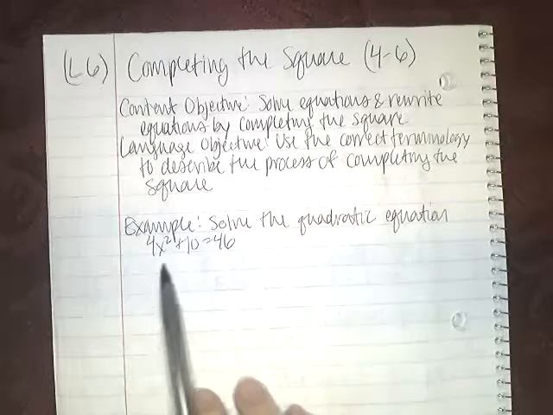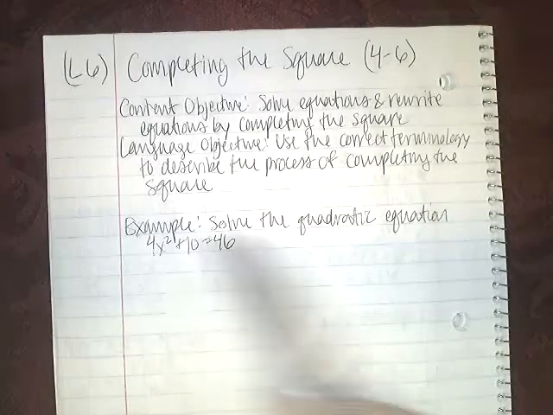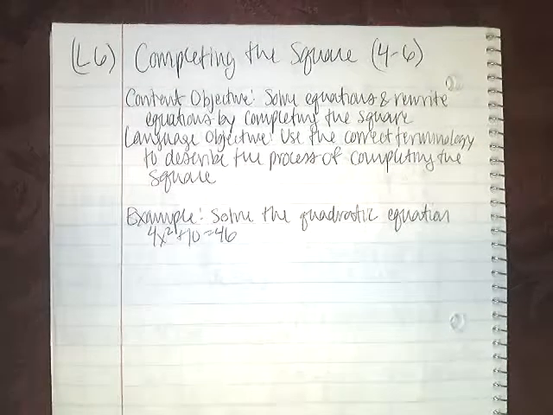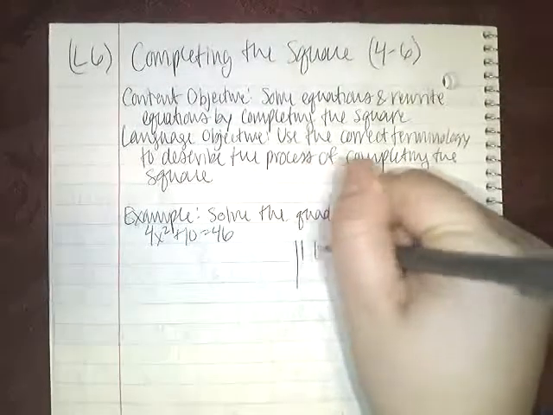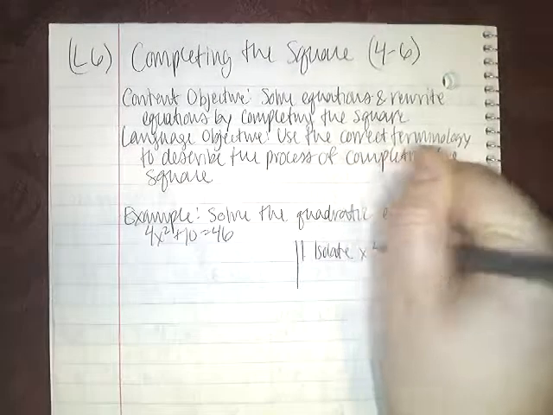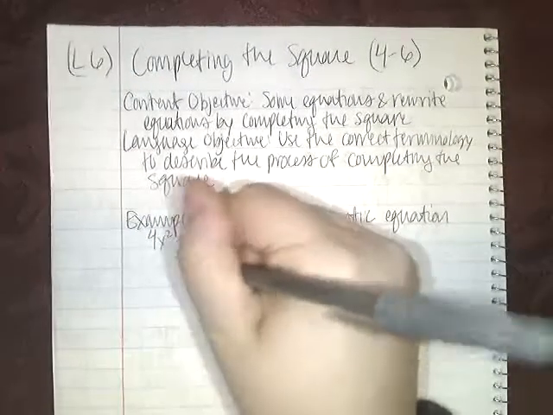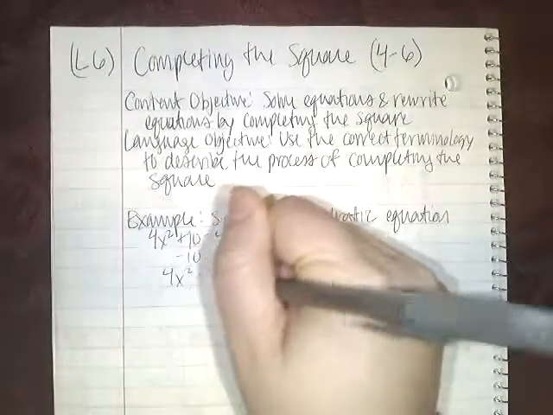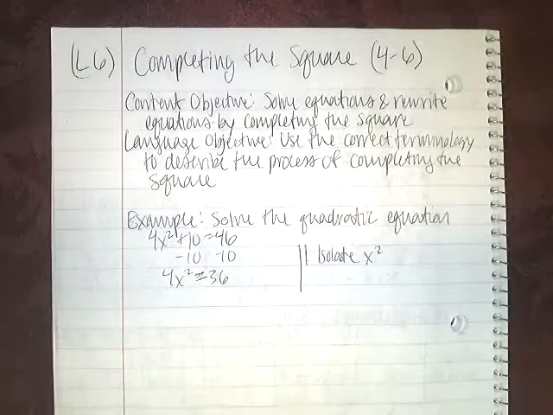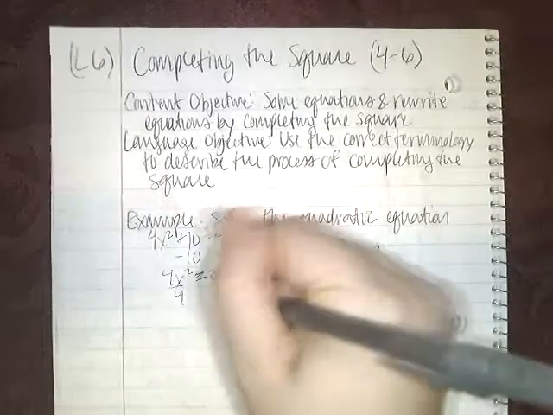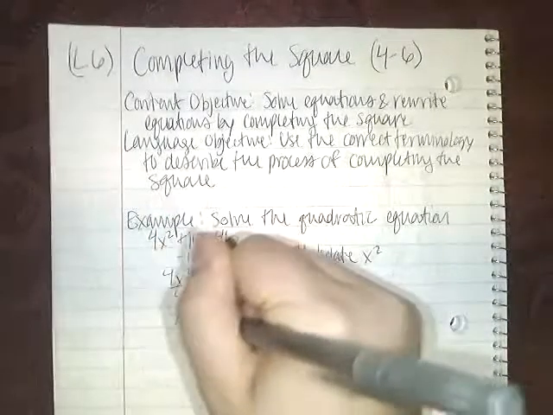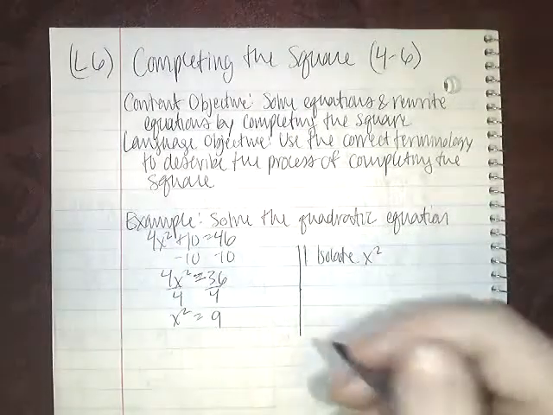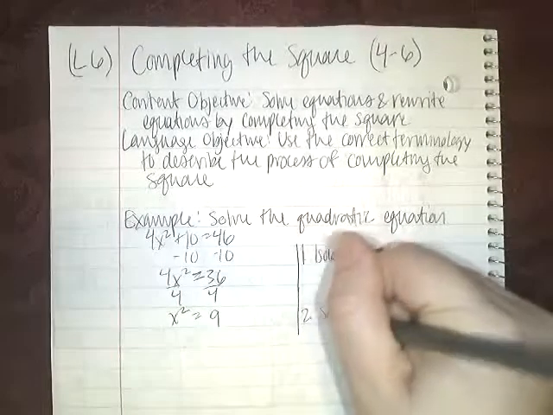on solving a quadratic equation such as this, where we can solve using square roots, which is why we reviewed that in our last lesson. So to solve this using square roots, we're going to start by isolating x squared. To do that, I'm first going to subtract my 10 from both sides, and I get 4x squared is equal to 36. Then I divide both sides by 4, and I get x squared is equal to 9. My last step after I isolate x squared is to take the square root of both sides.